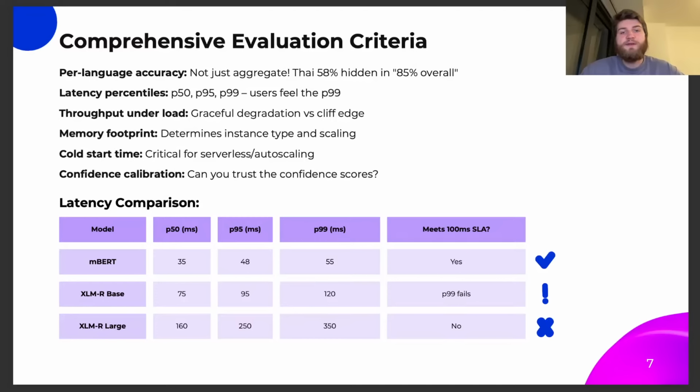And here's the framework you can use. Create a scorecard with weights for each criterion based on your business needs: latency critical application, weight latency heavily; customer facing with diverse users, weight per language accuracy heavily. Run every model candidate through the same scorecard.